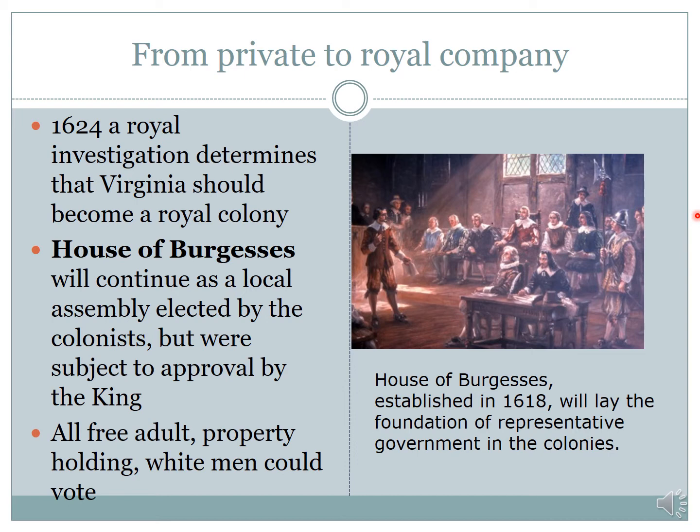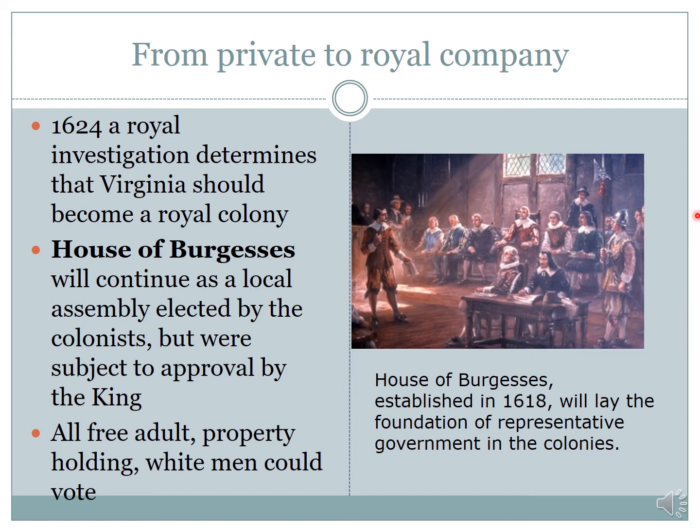Now that doesn't change a whole lot for the Virginia colony, because there was already embedded in the Virginia colony a self-governing body called the House of Burgesses. And this is essentially a local elected assembly of colonists. But these colonists would now be subject to the approval of the king. So there would be a royal governor sent to the colony to oversee the political affairs of the Virginia colony moving forward after 1622.